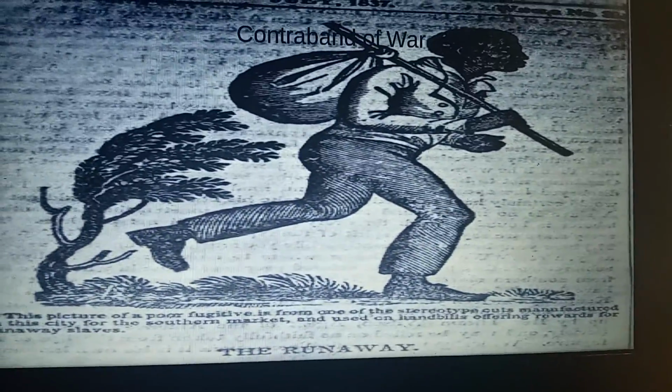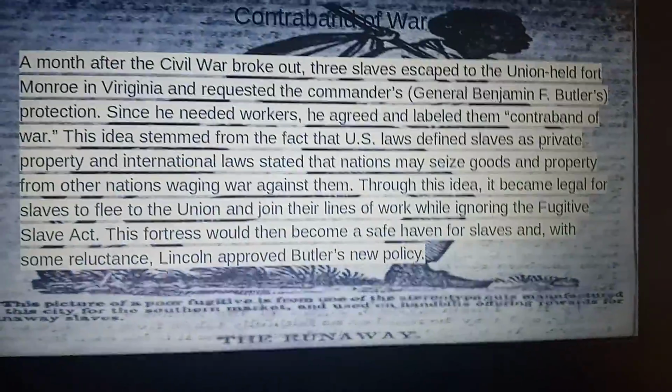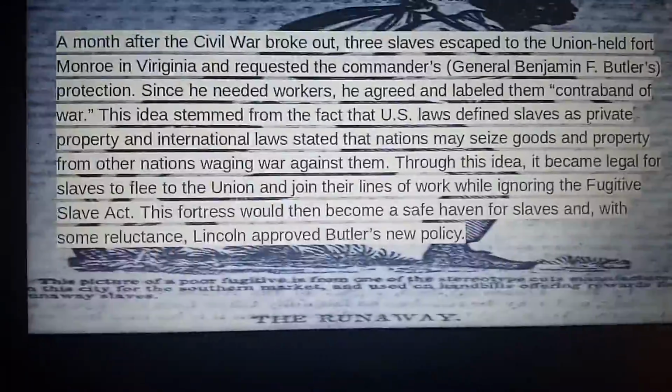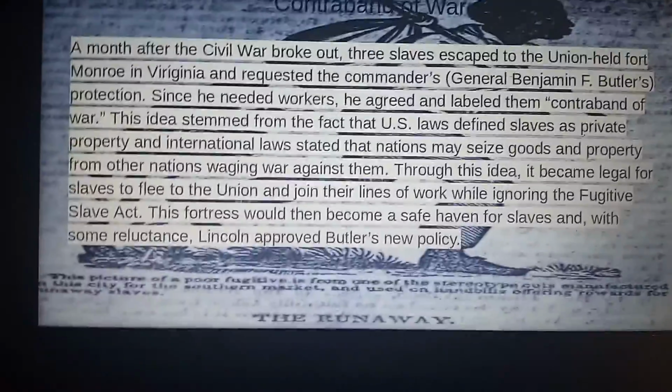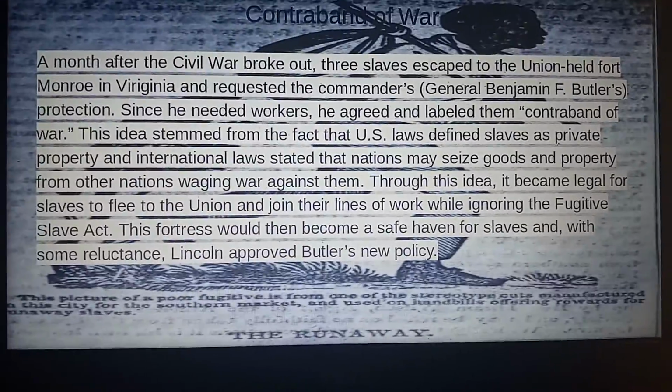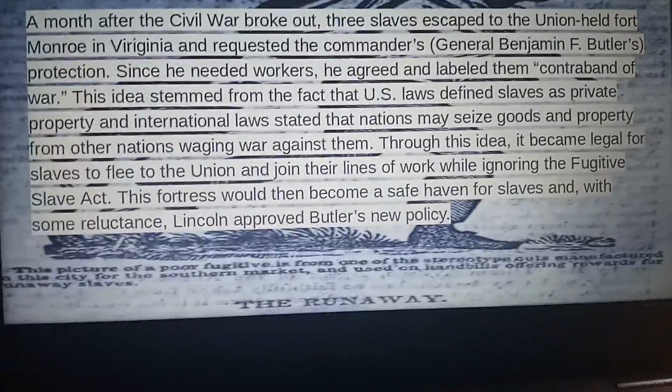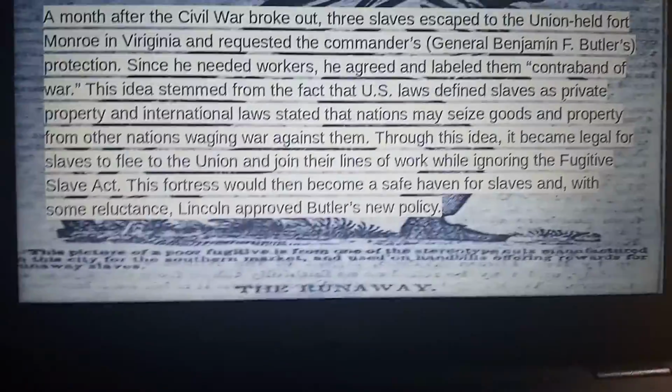Contraband of War. A month after the Civil War broke out, 3 slaves escaped to the Union-held Fort Monroe in Virginia and requested the commander's, General Benjamin F. Butler's, protection. Since he needed workers, he agreed and labeled them Contraband of War.